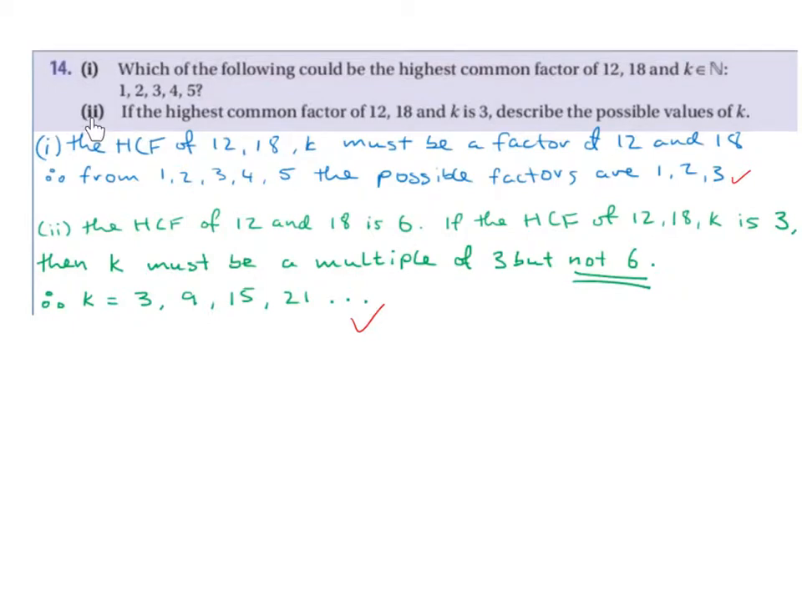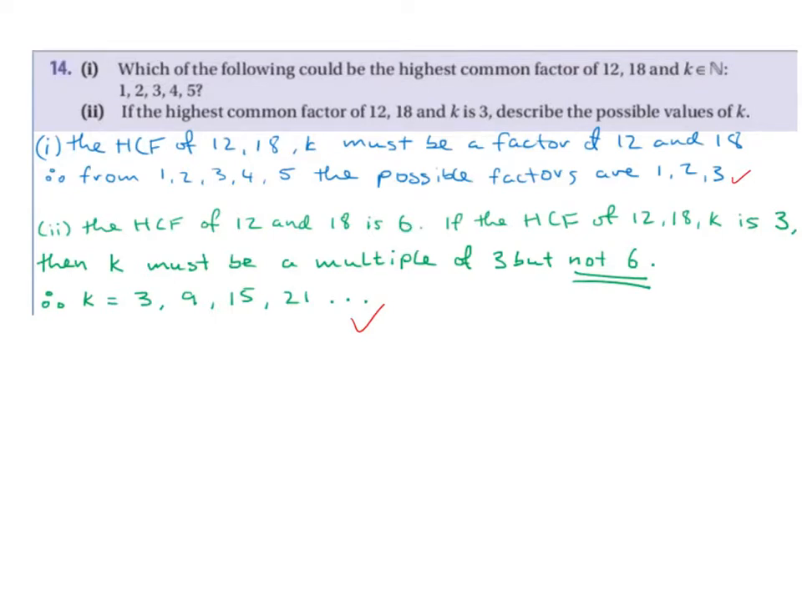Part 2. If the HCF of 12, 18 and k is 3, describe the possible values of k. So what could k be? We're told that 3 is the HCF of 12, 18 and this unknown value k. So we need to figure out what k could be if 3 is the HCF. The HCF of 12 and 18 is 6.